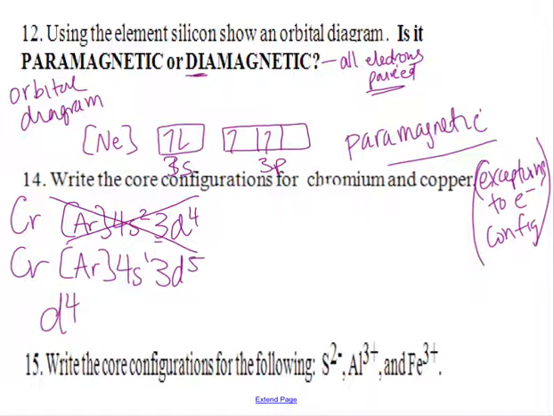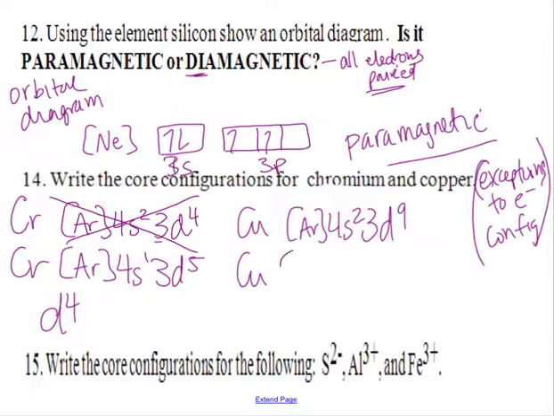So this happens with anything with a D4 on any energy level. Okay? Copper, same exact situation. We have argon, 4s2, 3d9, right? That's what we'd expect it to be. But what actually happens, that S is going to let it loose and fill this D9. So it happens in the D9 and the D4 family.